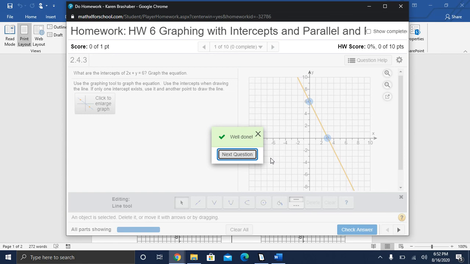So good luck to you on this part of your assignment, which will be the first 4 problems.